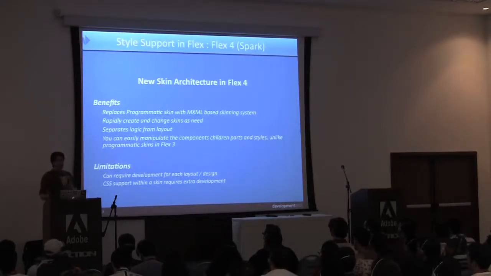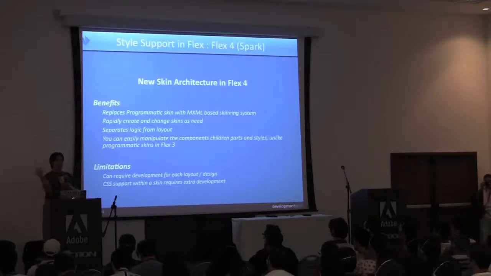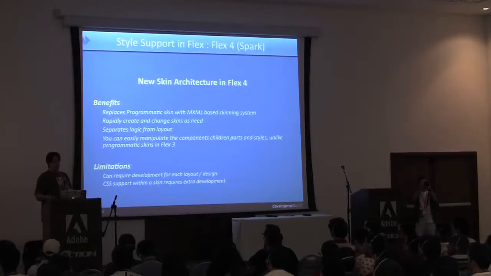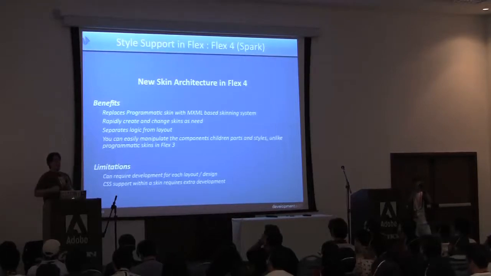The challenge, though, is that we have to lay out and define the skin for every component that we want to create. Unlike CSS, where we could rapidly drop a whole bunch of components onto the stage and then change how they look, now we have to spend a little more time creating these skins for each component. Also, if you want to support CSS in your skin, it requires a lot more work and thought. We'll talk about that today, about what you need to think about to support CSS in the new skinning architecture.